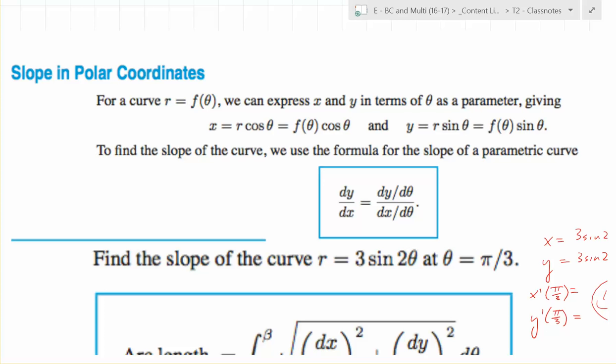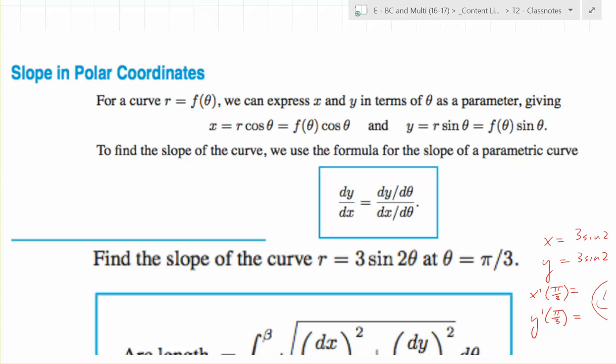So for a curve r equals f of theta, meaning they give us the curve, you can write x in terms of theta. So what's x going to be? f of theta cosine theta. And what's y going to be? f of theta sine theta. So in this case, find the slope of the curve r equals 3 sine 2 theta at theta equals pi over 3. We use this right here.